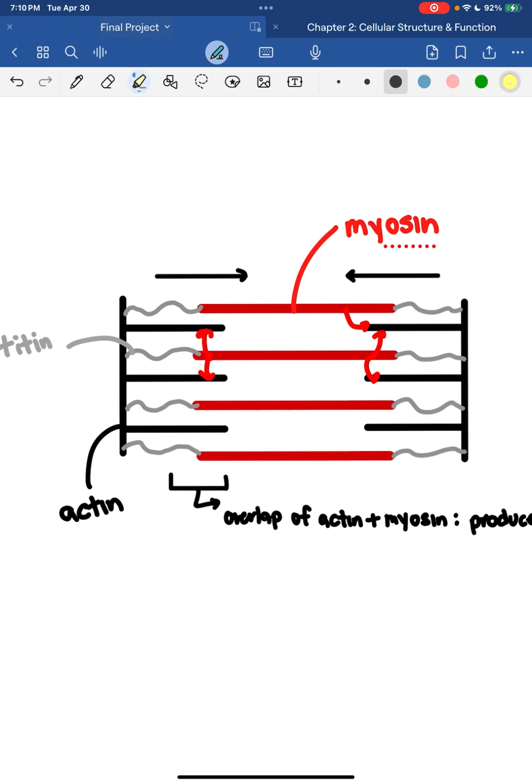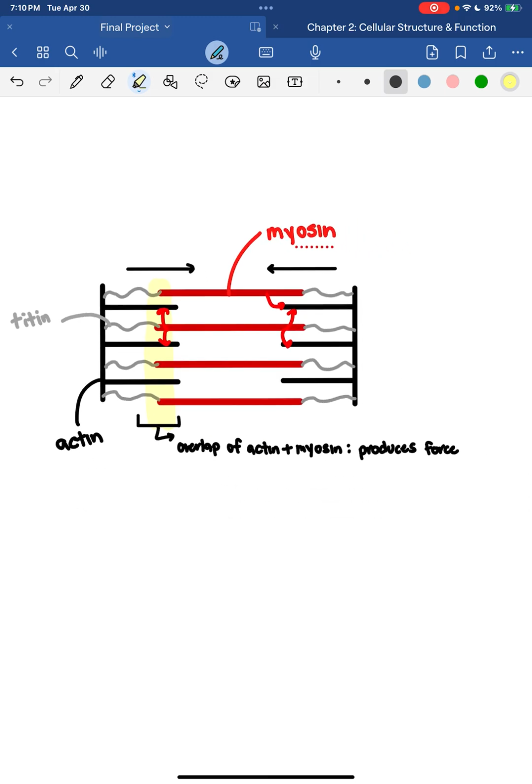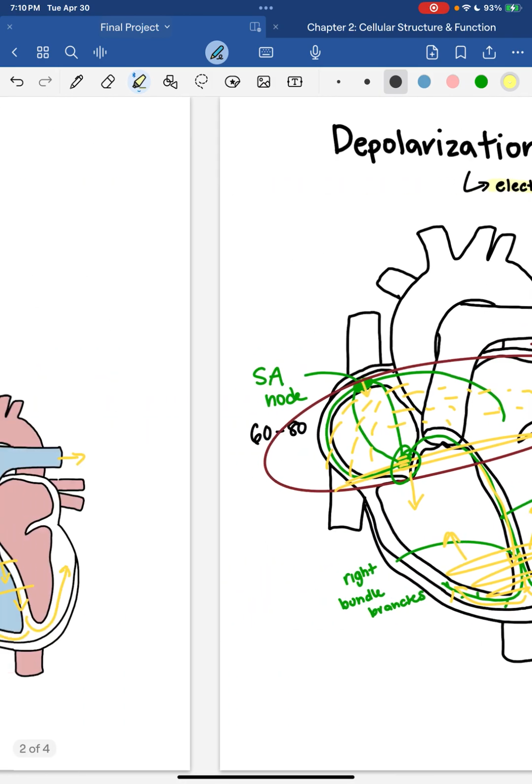But when this overlaps right here, this overlapping is what's going to produce the force. So it's going to cause that muscle contraction because this is going to get smaller. So we see here, this is going to get smaller. This is going to produce the force of a muscle contraction. This whole cycle is going to repeat again.